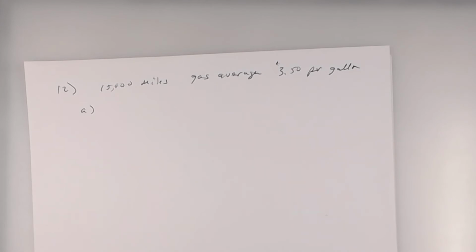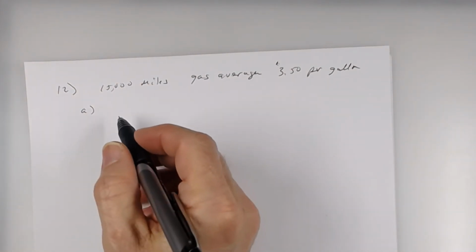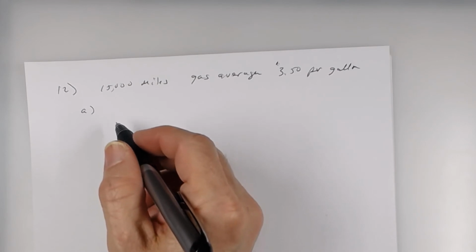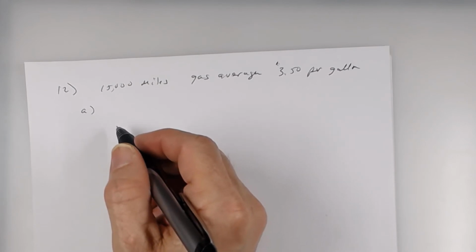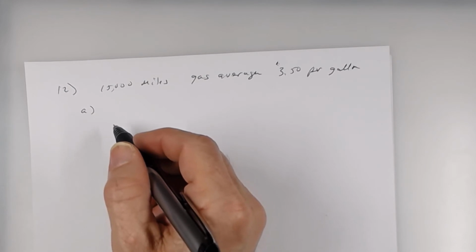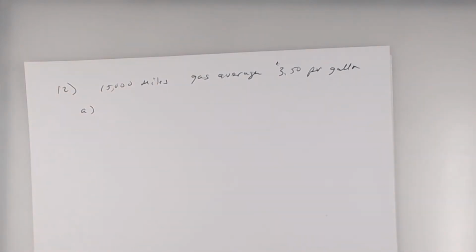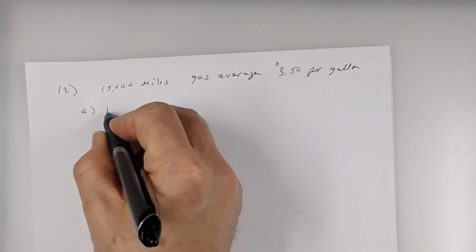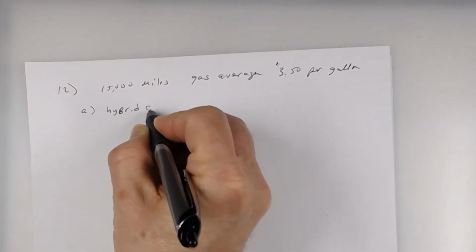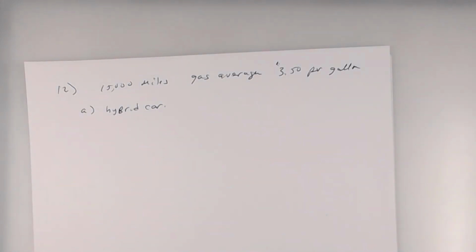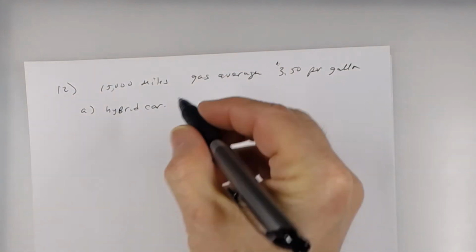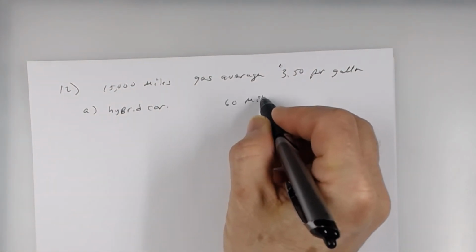Okay. So let's go back to Part A. Part A says, what will you save in annual fuel expenses by owning a hybrid car that averages 60 miles per gallon rather than an SUV averaging 15 miles per gallon? So first of all, let's talk about the hybrid car. How many miles per gallon does this hybrid car get? No, the hybrid. 60. So this hybrid car gets 60 miles per gallon, right?